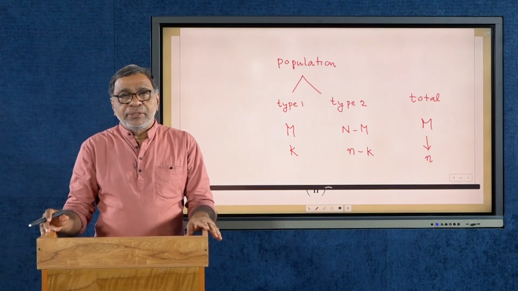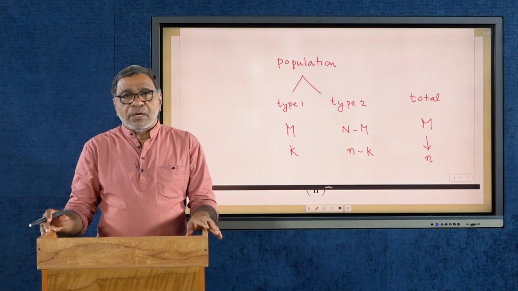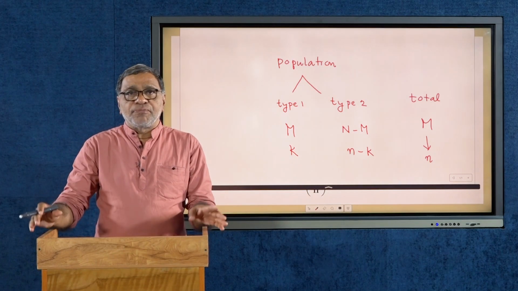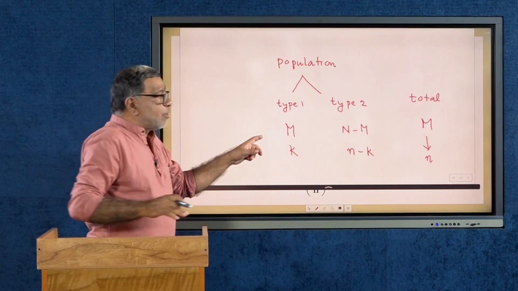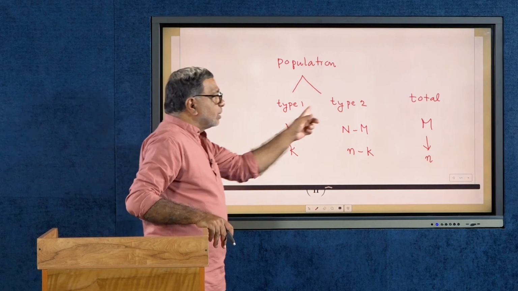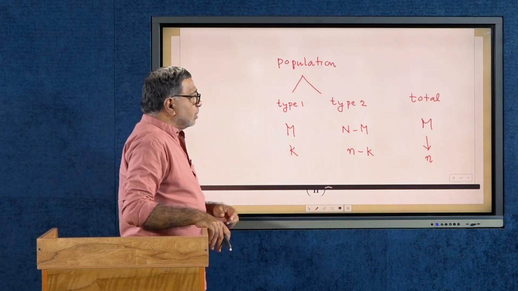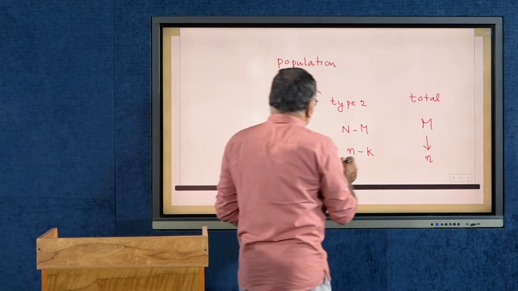Consider a population comprising two types of items, m of the first kind and n minus m of the second kind, and so the total is n.